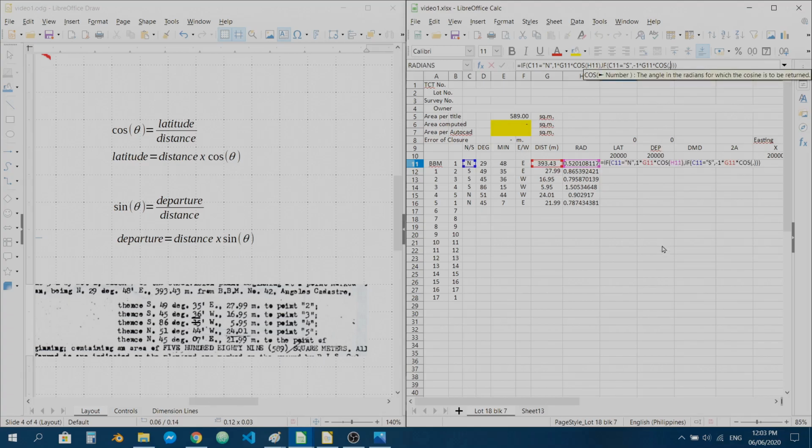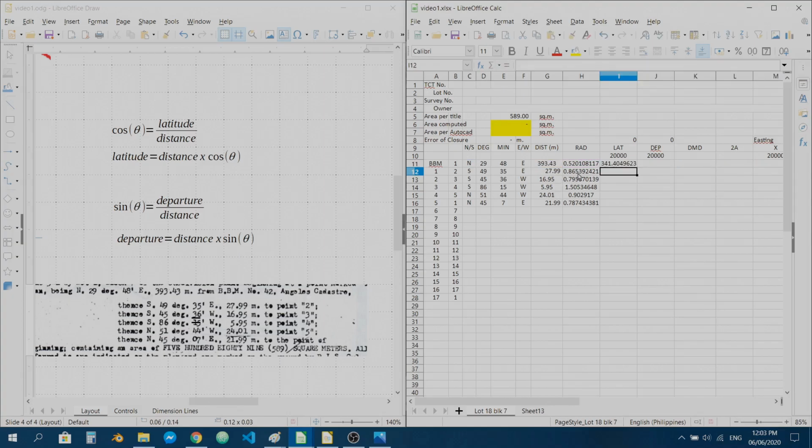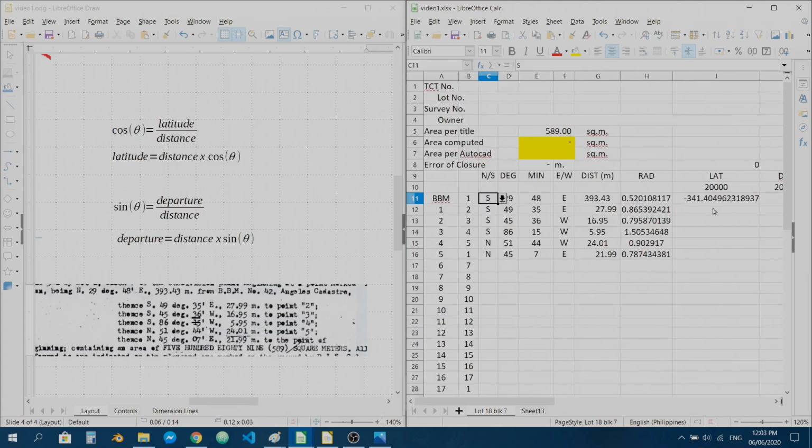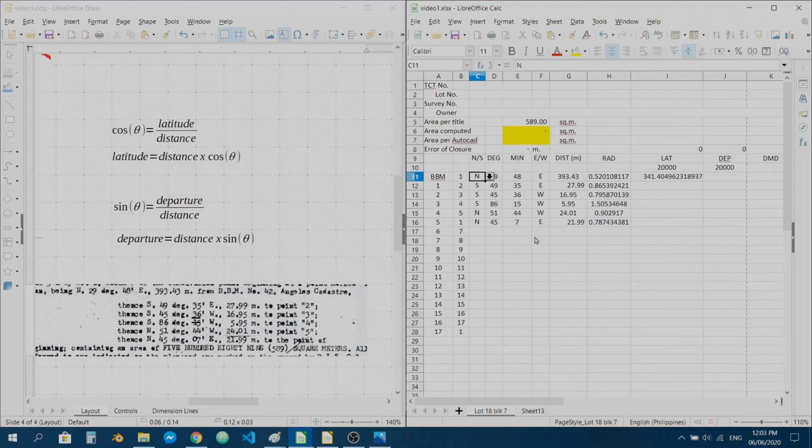There, that's where the mistake was, the cosine of this. There it is, as you can see. To check if it works, let's change this to south. It should be negative. There, you can see a negative value came out. If we change this back to north, positive. So that means our formula is working.